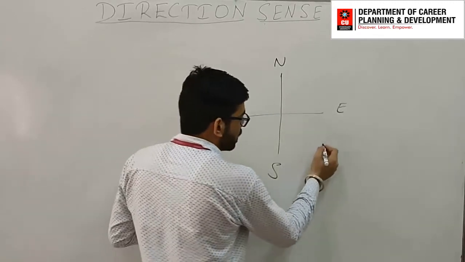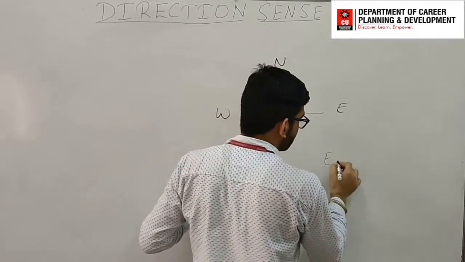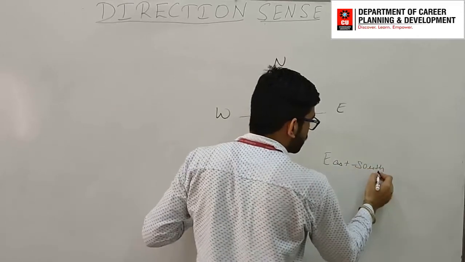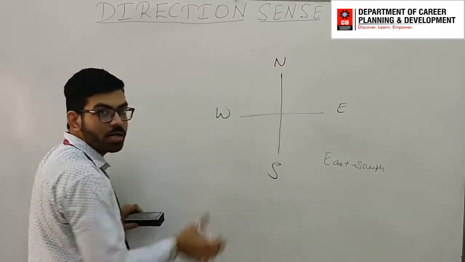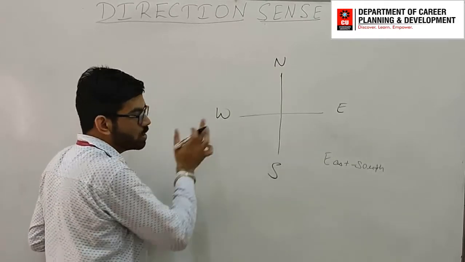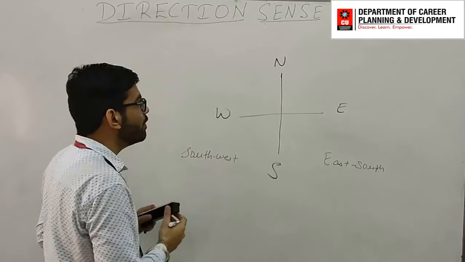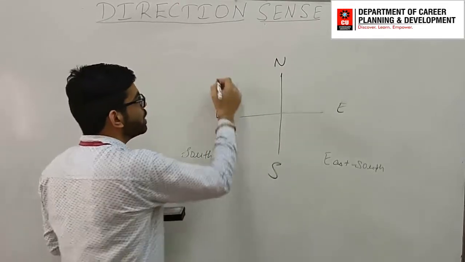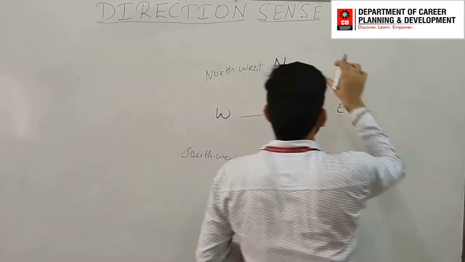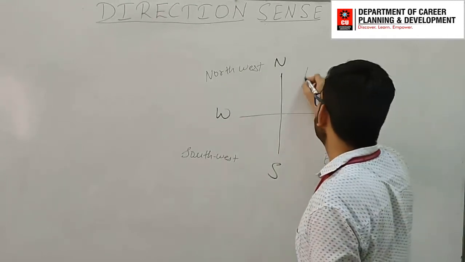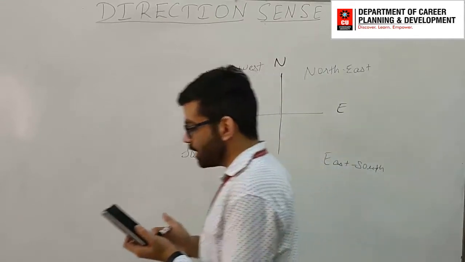This complete region from east to south is known as your east-south, or you can say the south-east direction. In the same way, this part is known as your west-south, or south-west. This side is known as your northwest, and this side is known as your northeast. So these are the basic directions.